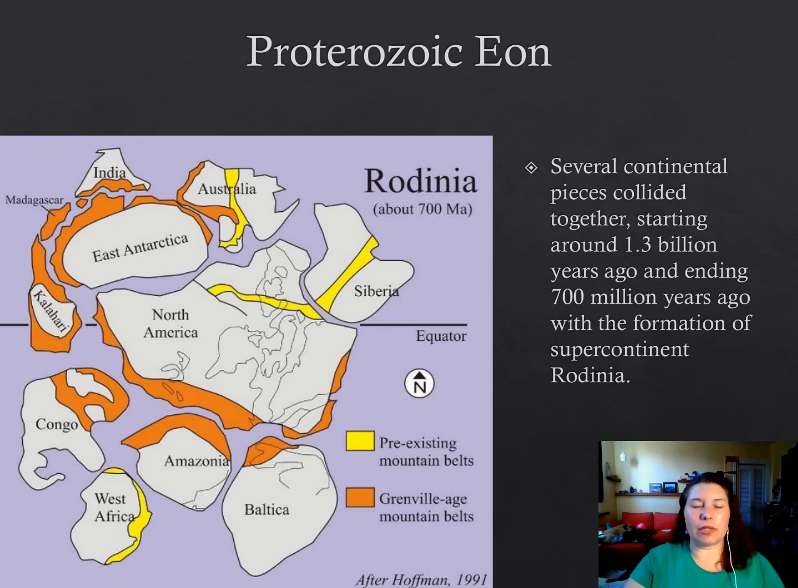So this is showing us some of those rocks that date from this Grenville orogeny. Some pre-existing mountain belts going on in here too. Australia, again, as you guys know from reading about the Jack Hills zircons, has some of the oldest rocks on Earth, as well as some here in the Canadian Shield.